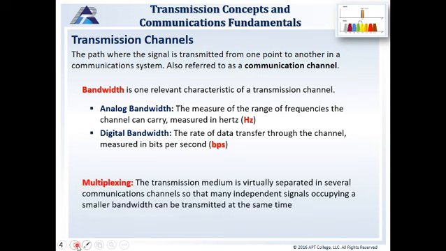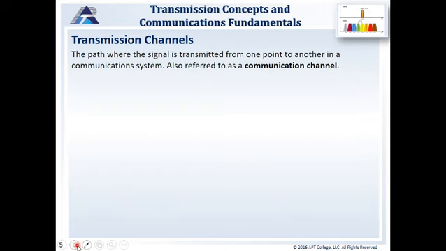Multiplexing is separating the transmission medium virtually so that you have several communication channels, so that many independent signals occupying smaller bandwidth can be transmitted at the same time. You're combining multiple signals onto one transmission channel.